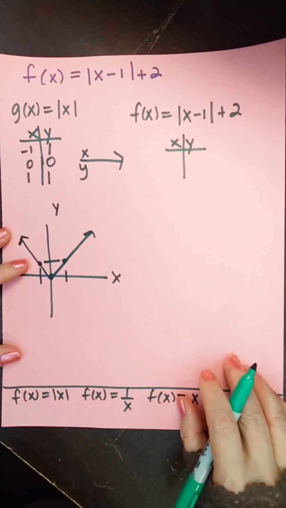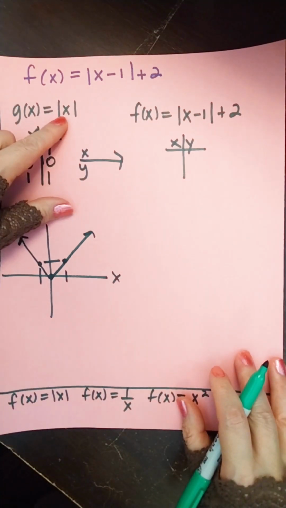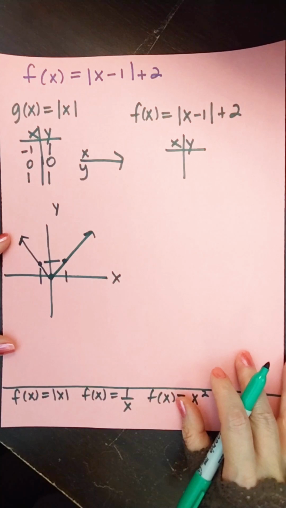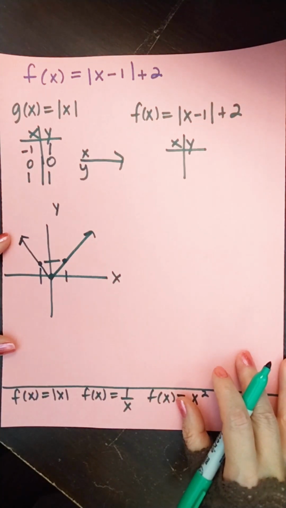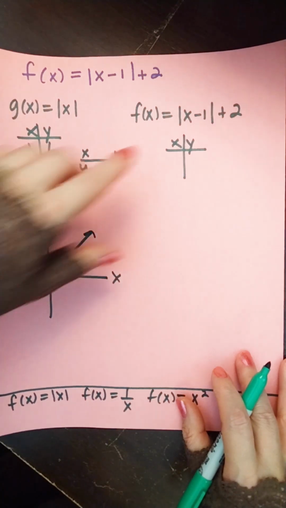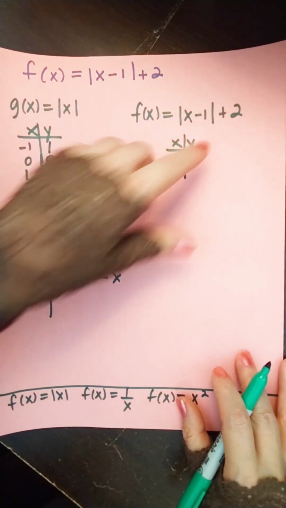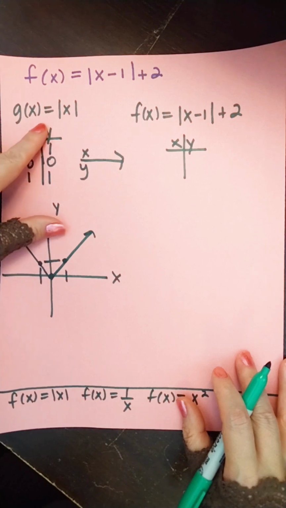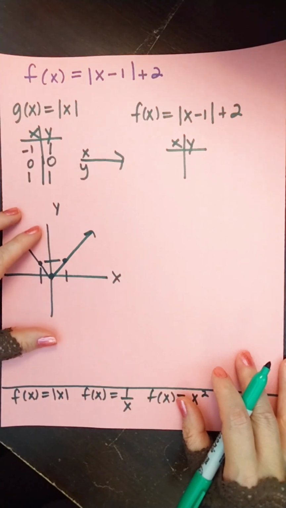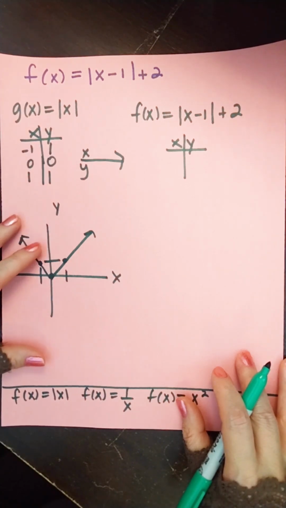What we're going to do is, if we can see from this x to this x, I know it says to subtract 1, but you actually shift the graph to the right one. So we're going to do a horizontal shift right 1 unit. And then to the y, we're going to add 2. So to this y, we add 2. So we're going to take the graph and shift it up 2 units.